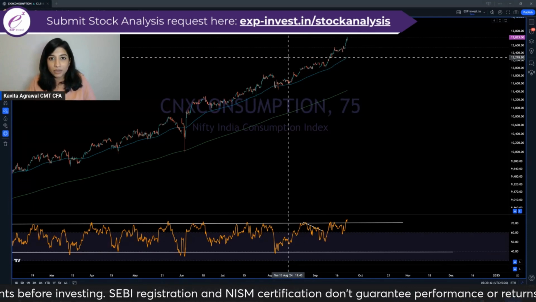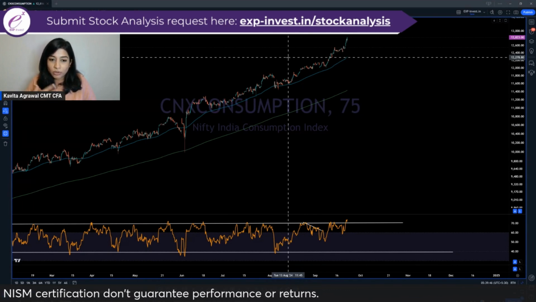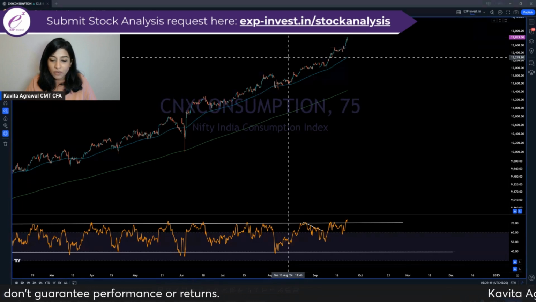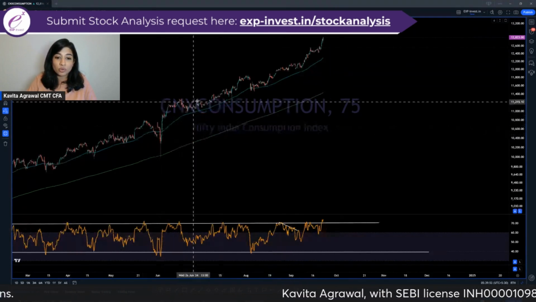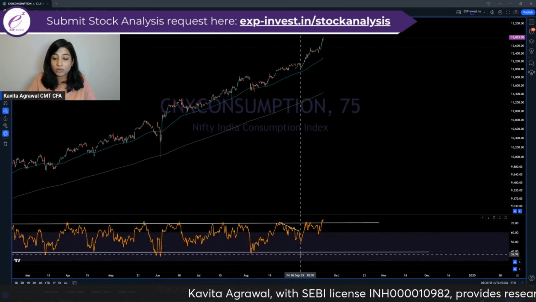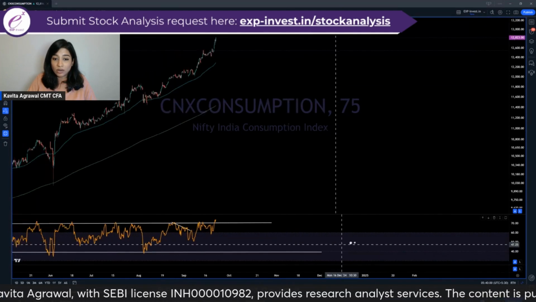But agar मैं participate करना चाहूँ, I won't buy more than 10-20% of my total portfolio here because I like to be a little bit more aggressive. And I will look for fresh entries when it comes close to either the 20 EMA or the 40 level. So let's go ahead and set an alert for that.